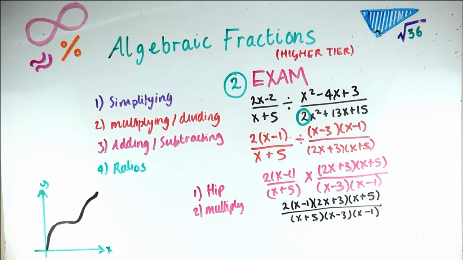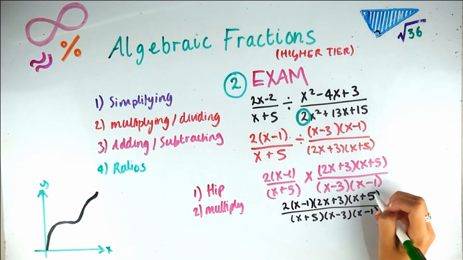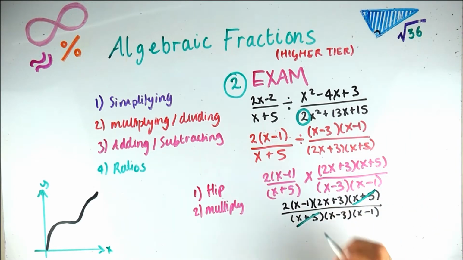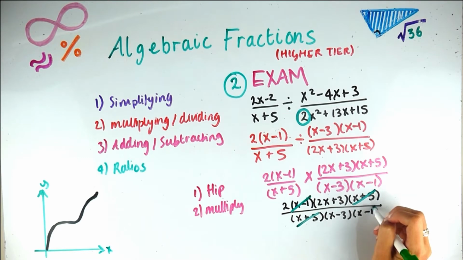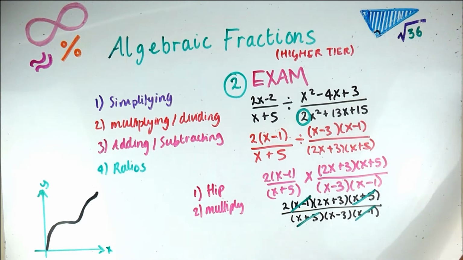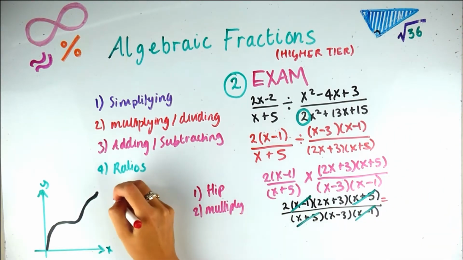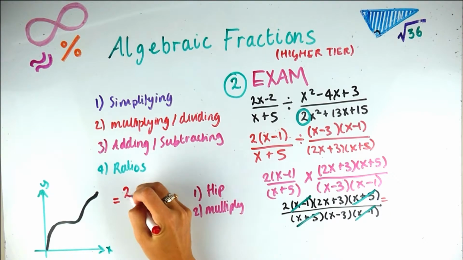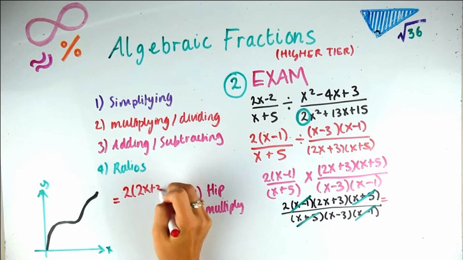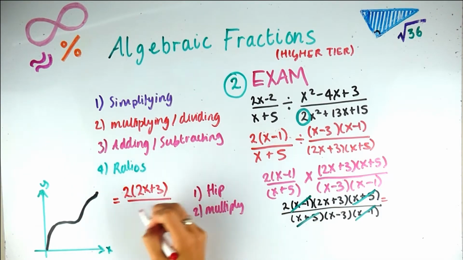Bearing in mind, we're probably going to want to simplify this because it looks a bit much. So what do we have on the top and on the bottom? x minus 1 top, x minus 1 on bottom. So lovely, we love it when that happens. So we end up with, going to bring that over there. So we have 2 on top, multiplied by 2x plus 3. And then we have x minus 3 on the bottom.